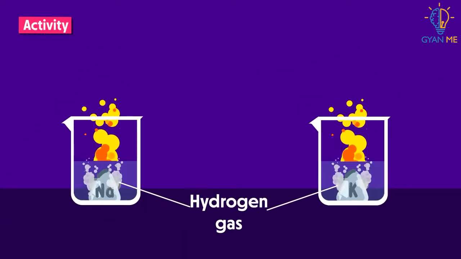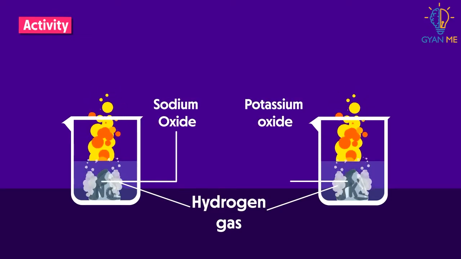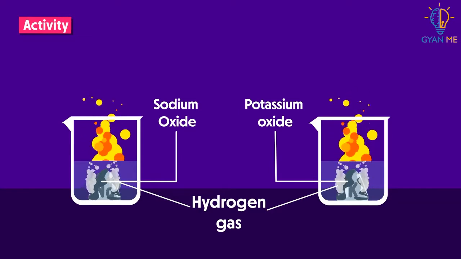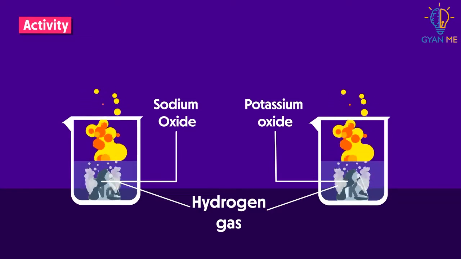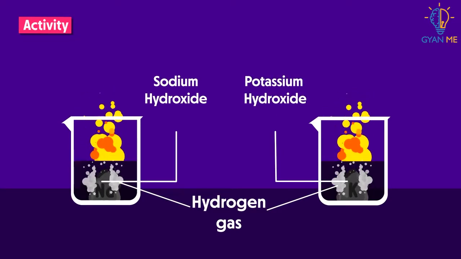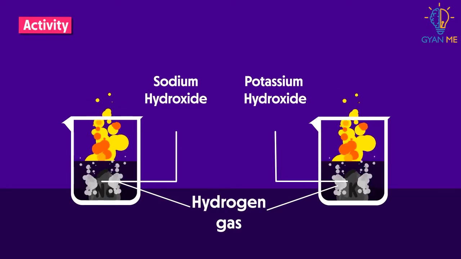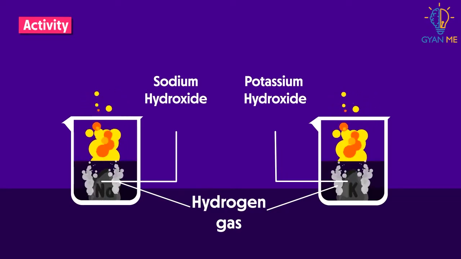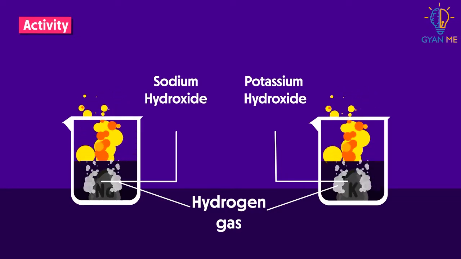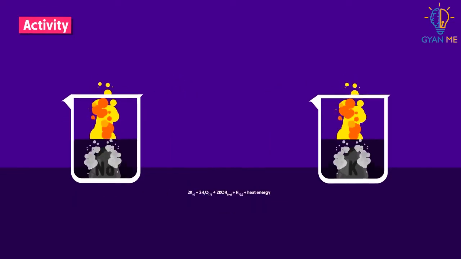Sodium and potassium react vigorously with water and give sodium and potassium oxide respectively. These oxides further get dissolved in water and form sodium hydroxide and potassium hydroxide. During this reaction, hydrogen gas is released. This reaction is so violent and exothermic that the evolved hydrogen gas immediately catches fire. Here is the chemical reaction for the same.